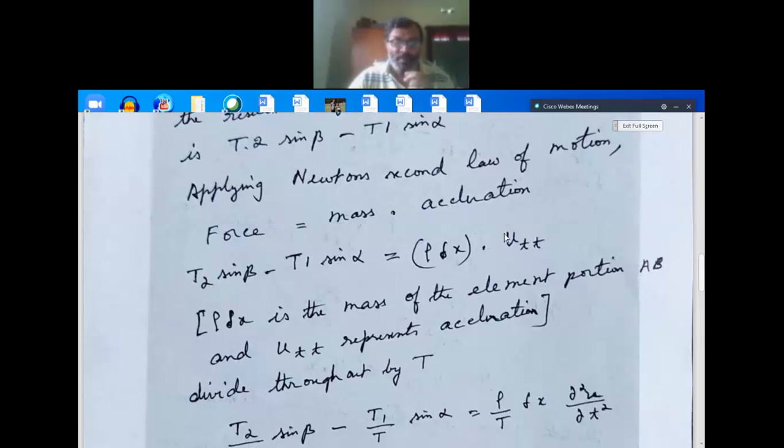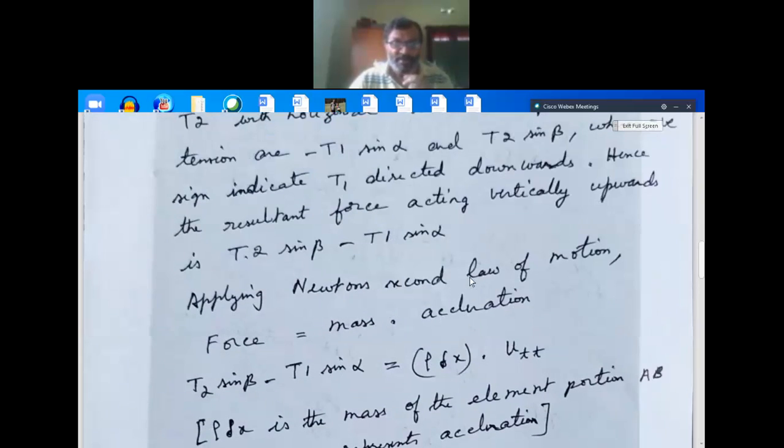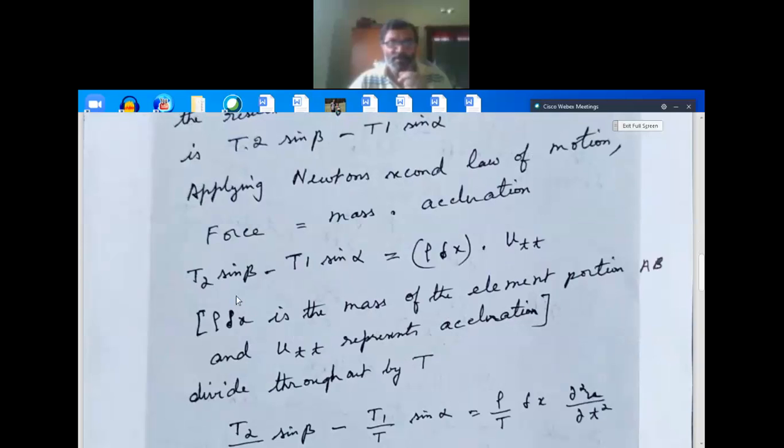Okay, now this is the important point. There are marks here, first for writing the total force acting vertically upward. That is T2 sin beta minus T1 sin alpha. Now applying Newton's second law of motion, force is equal to mass into acceleration. So the force is given as T2 sin beta minus T1 sin alpha. Then this is mass into acceleration.